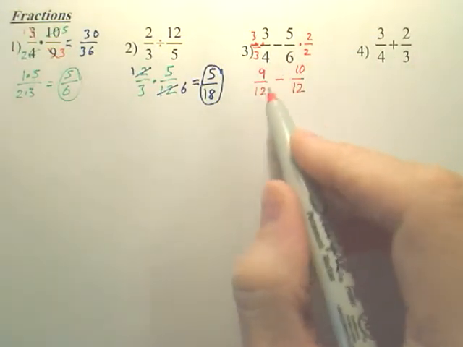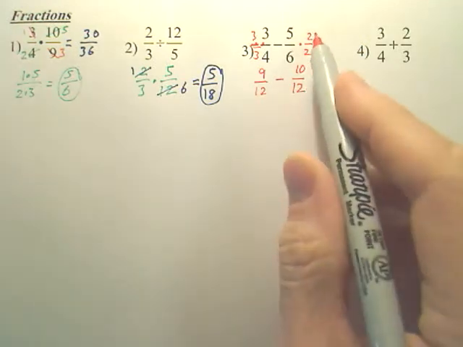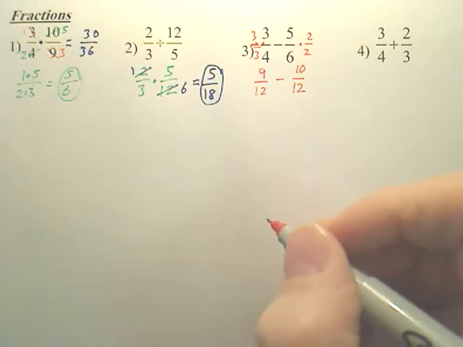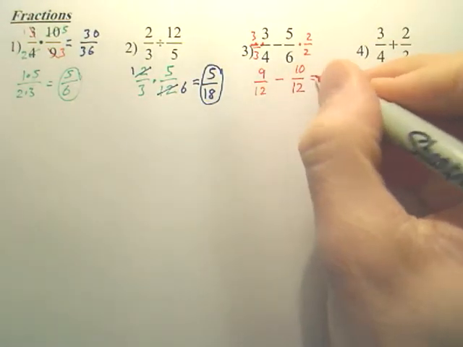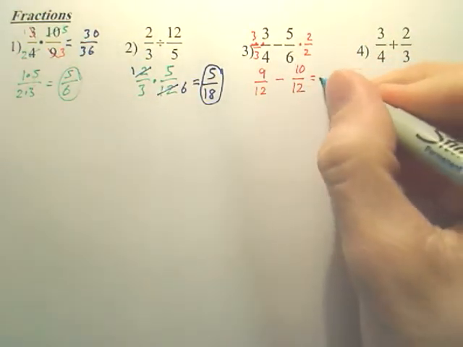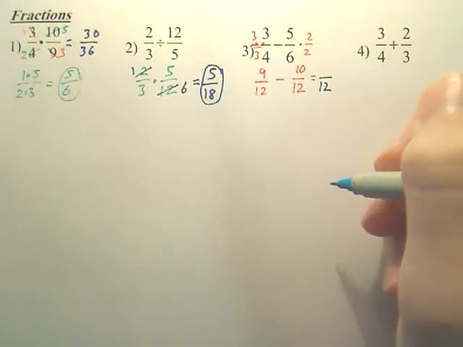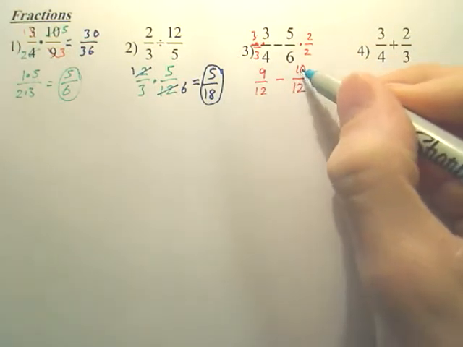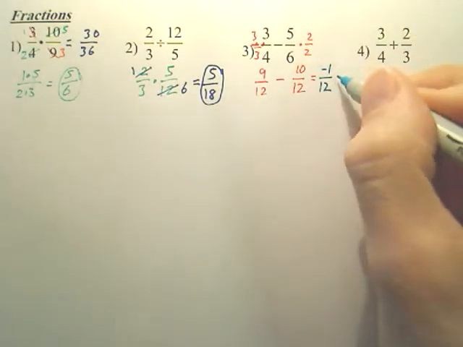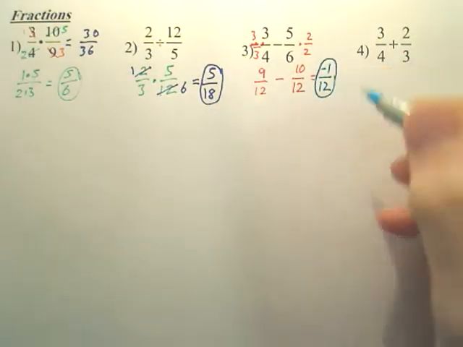Again, we're trying to get the bottoms to be the same. And we multiply top and bottom by the same thing in order to do that. It's kind of like a problem-solving thing. Now when you subtract, do you subtract tops and bottoms? No. You just keep the bottom and then you subtract the tops. So 9 minus 10 is negative 1. There's my answer. Negative 1/12.